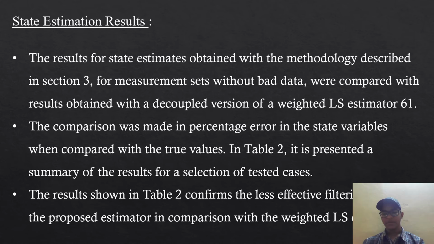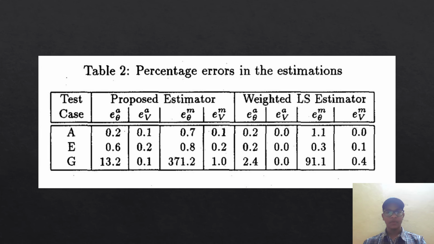In Table 2 a summary of results for a selection of tested cases is presented. The results shown in Table 2 confirm the less effective filtering ability of the proposed estimator in comparison with the weighted LS estimator. However, the results are still acceptable for practical applications. The larger errors presented in case G for both methods should be credited to the high sensitivity of the percentage error in a phase angle, particularly in the case of small angles. Now, here is the table about the percentage error in estimations.